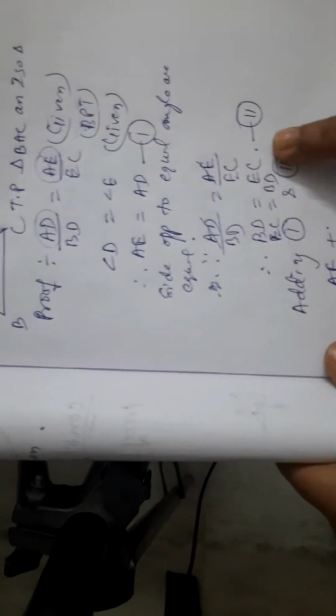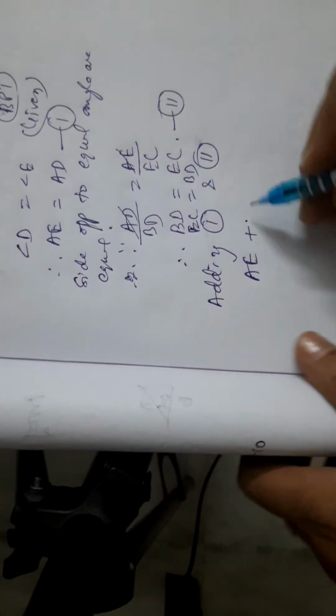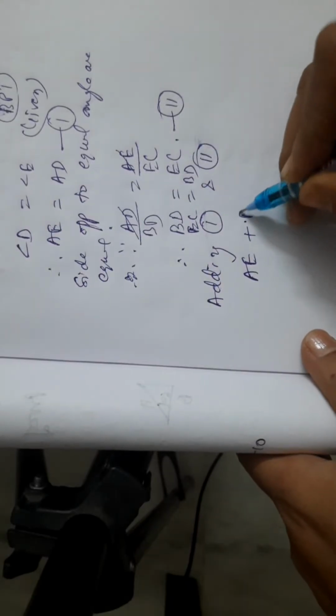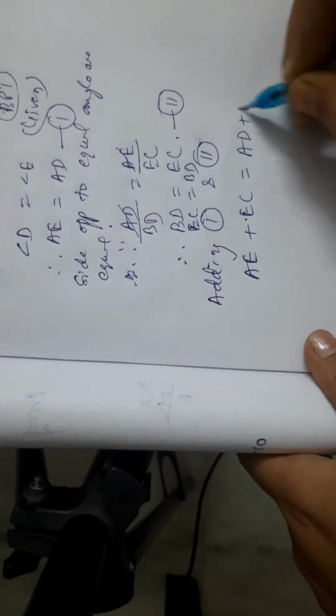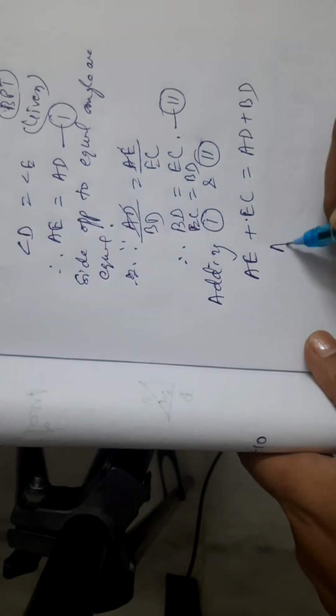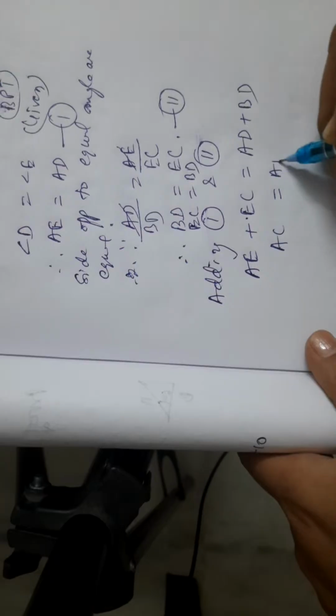AE and EC are to be added to make the line. Okay, so when they are equal, we can reverse them. So here I reversed it. AE plus EC will be equal to AD plus BD. If we add them, we get the side AC equal to AB.